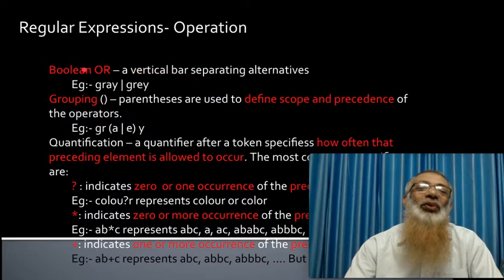First one is Boolean OR. Boolean OR is represented by a vertical bar like this. Example is gray|grey. That means that both these words are valid in this expression. So if a given string matches with any of these two, it will be a successful pattern matching exercise.